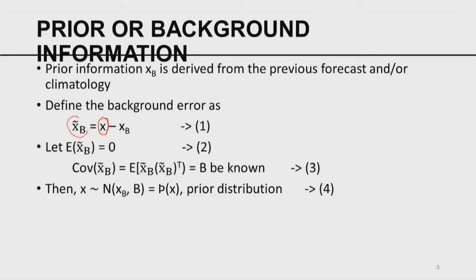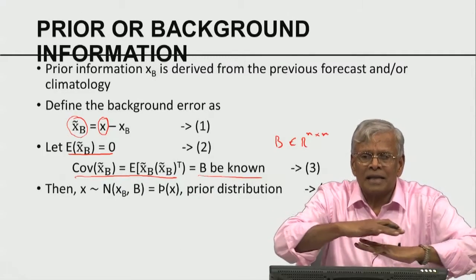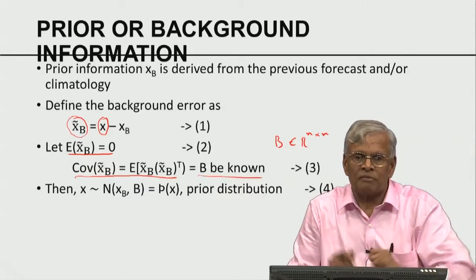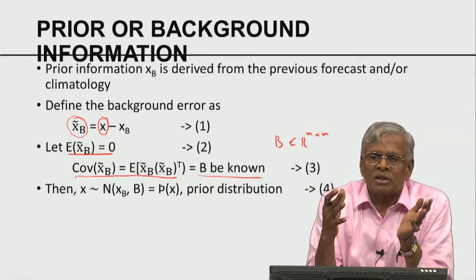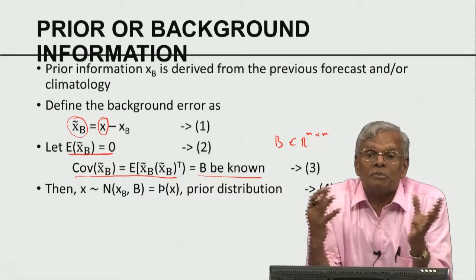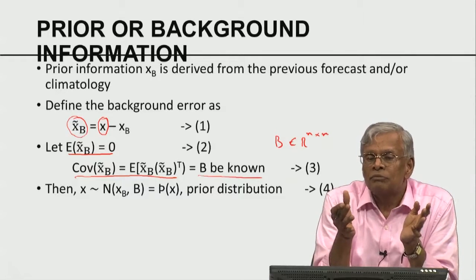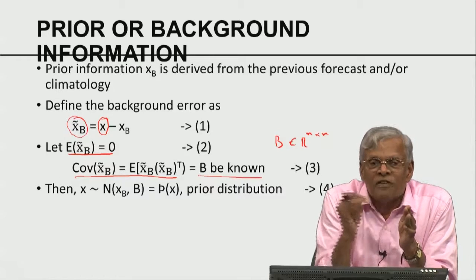So x minus x_B is x tilde B. x tilde B is called the difference between the unknown and the background. The expected value of x tilde B is 0. The covariance of x tilde B is B. B is an n by n matrix that encapsulates the spatial covariance that underlies the current knowledge of x_B. And that should be very clear to us from the previous slide on optimal interpolation as well. What was C there? C was a covariance matrix that is derived from the knowledge of the long time series. So if you look into Google, you can talk about what is the maximum temperature in downtown Paris at noon every day. That's a prediction.